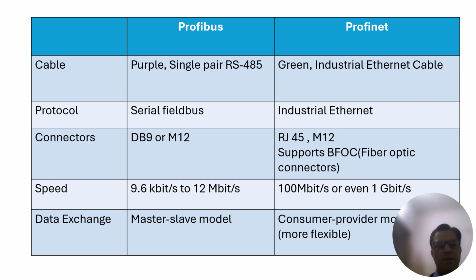Profibus speed is 9.6 kbps to 12 Mbps, whereas Profinet is 100 megabits per second to gigabit per second. Data exchange in Profibus is the master-slave model, and in Profinet it is the consumer-provider model, which is more flexible.